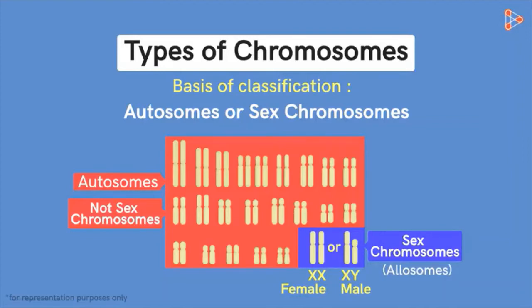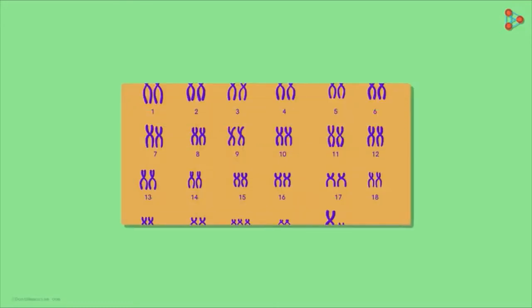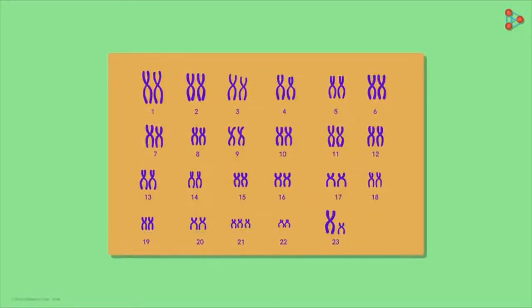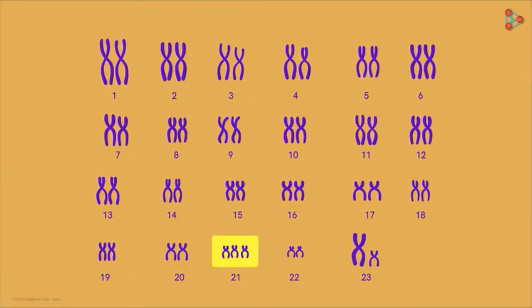The others, which are from the 1st to the 22nd pair, are not the sex chromosomes. This makes them the autosomes. Both contain genes that code for proteins which make up our body. Now tell me, what will happen if there are any alterations in its structure? And what if the total number of chromosomes gets altered? Let's find the answer in the next part.